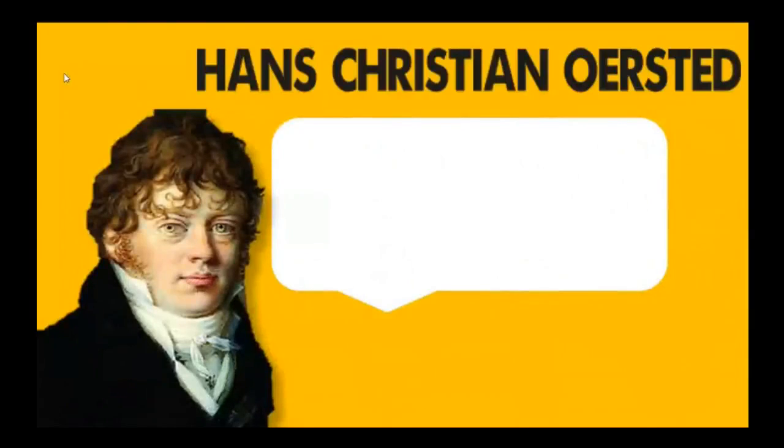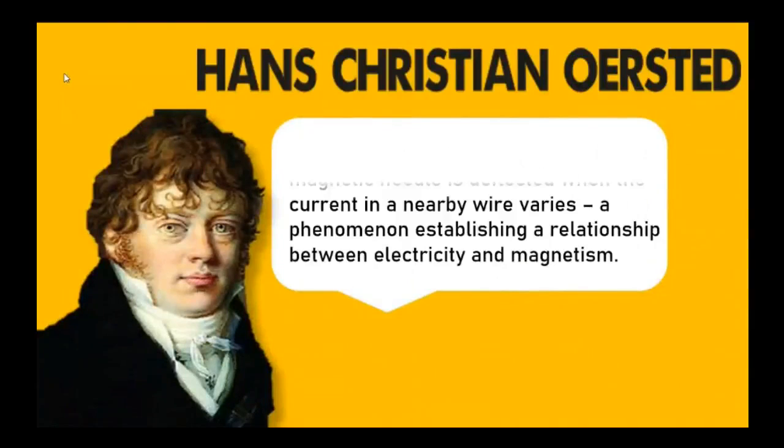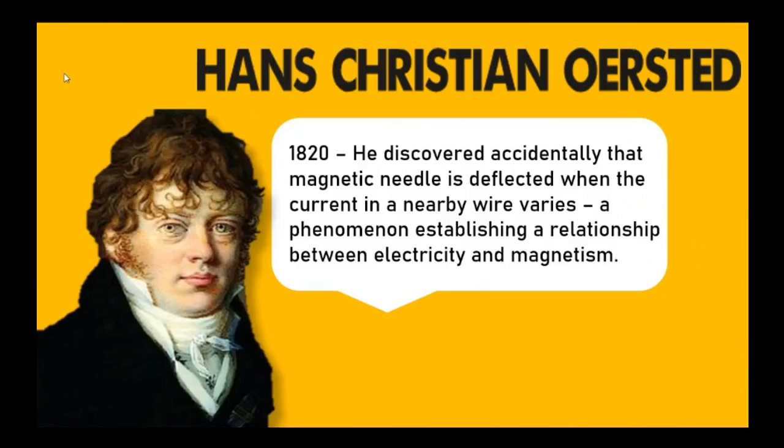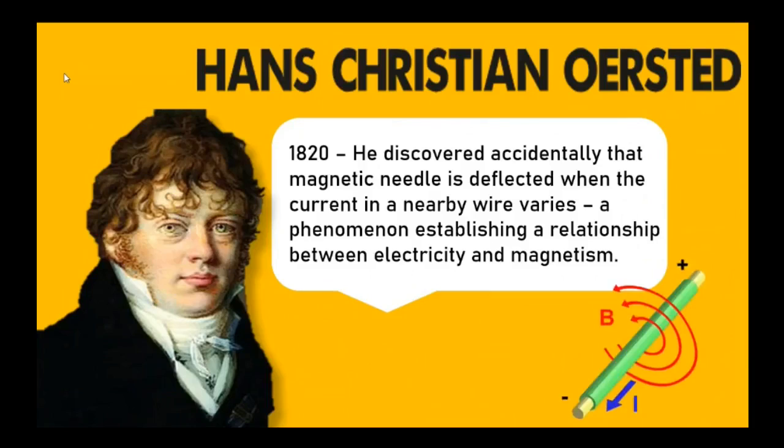Danish physicist Hans Christian Ørsted discovered accidentally in 1820 that a magnetic needle is deflected when the current in a nearby wire varies, which is a phenomenon establishing a relationship between electricity and magnetism.